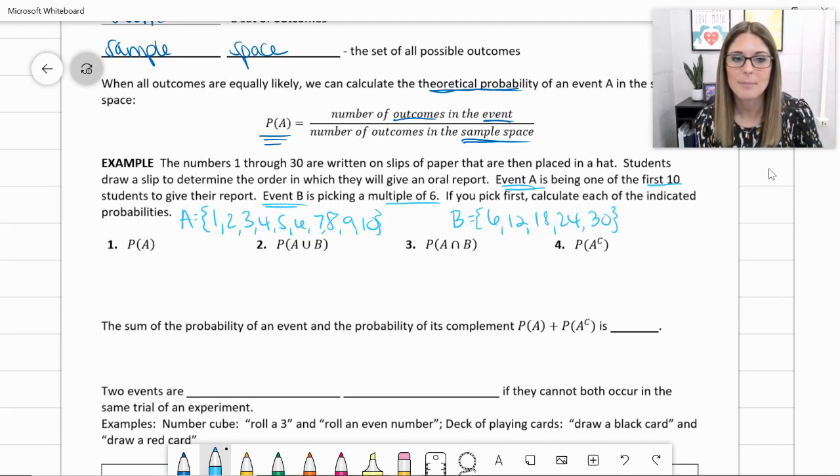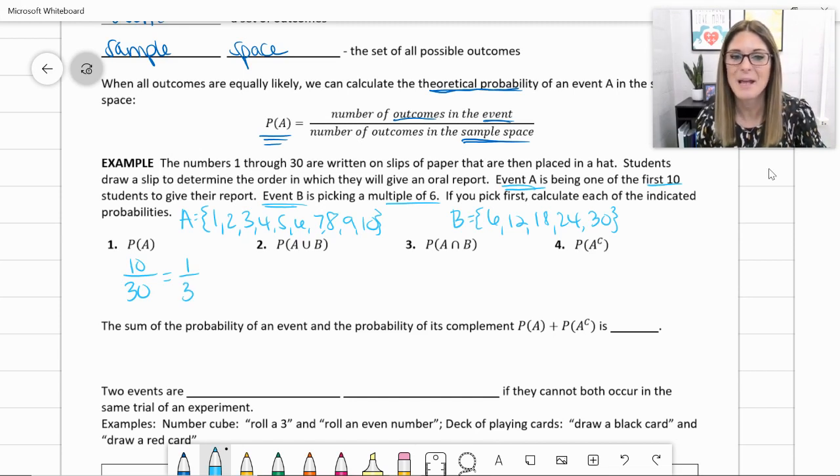So number one, P of A, that's the shorthand way of writing the probability of event A occurring. So there are 10 possibilities in event A. Out of the total sample space, there are 30 slips of paper. And yes, we can reduce that down to 1/3.